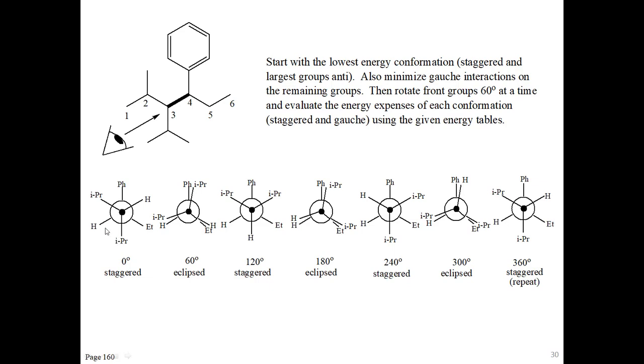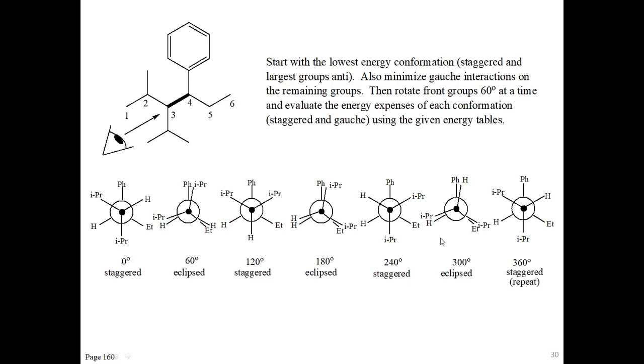I'm going to rotate 60 degrees at a time, so I'll go to eclipsed. That'll be much higher energy. And then I'll rotate to staggered. That'll be lower. And then I'll rotate to eclipsed. That'll be higher energy. Then I'll rotate to lower. That'll be staggered, lower energy. And again, eclipsed and back to the starting point.